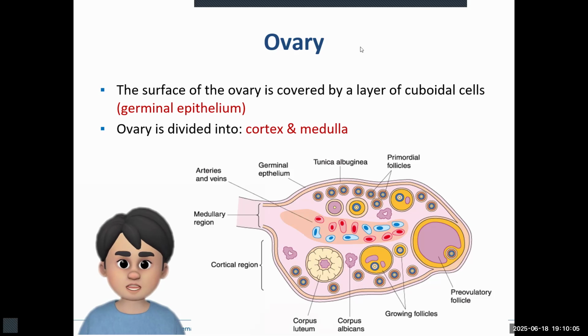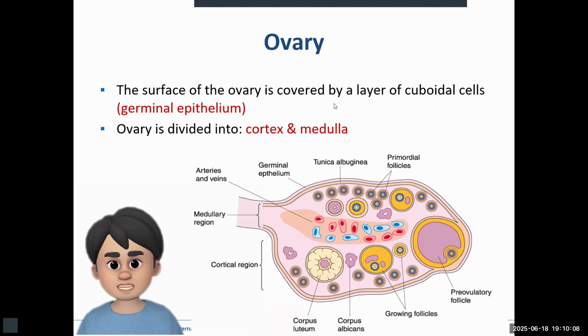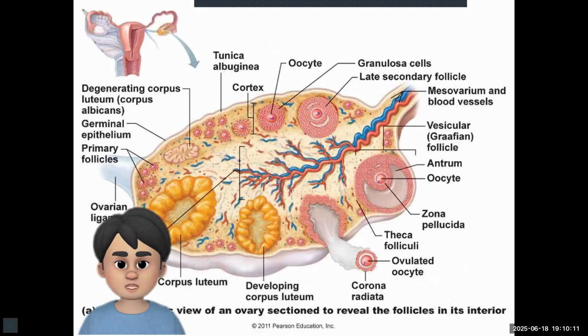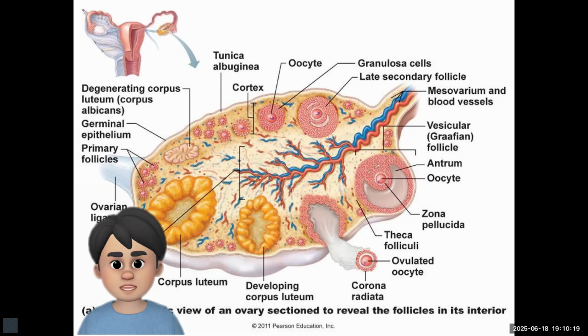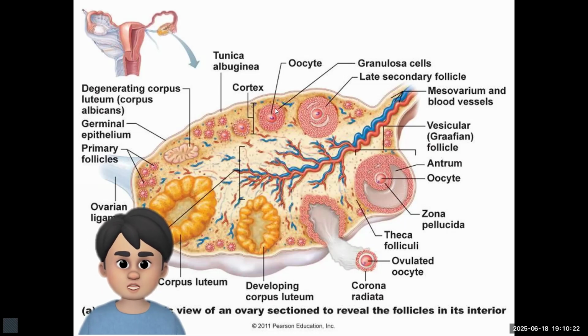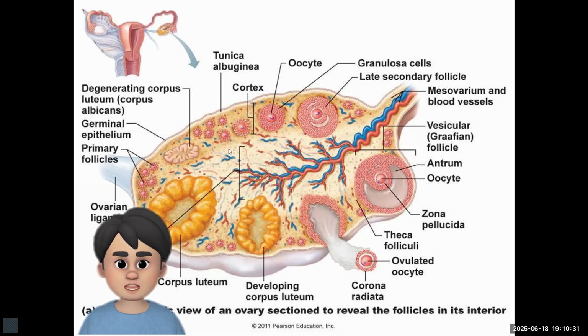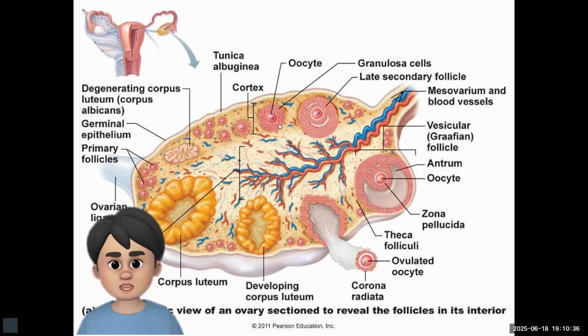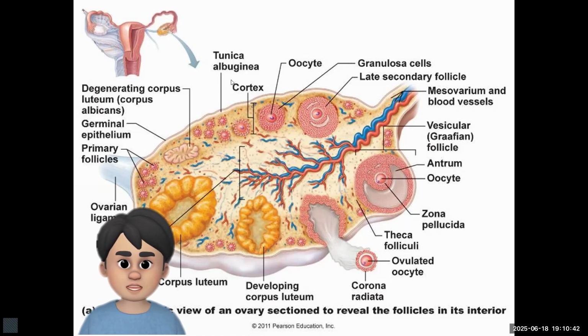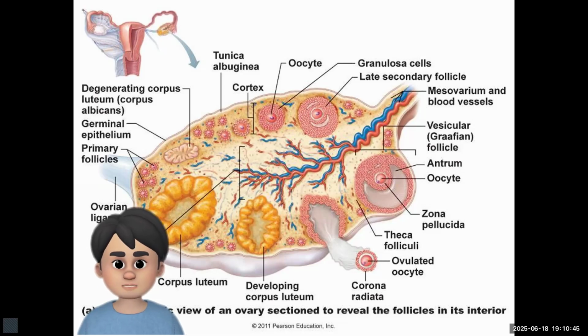Now the ovary is divided into cortex and medulla. You know that this is a 6 milliliter structure, extremely small, 3.5 into 2 into 1. In this diagram you can see the cortex, the dark part, and the medulla, the mid part. You can see the oocyte we discussed last week, and somewhere the tunica albuginea. The important thing is this definition.